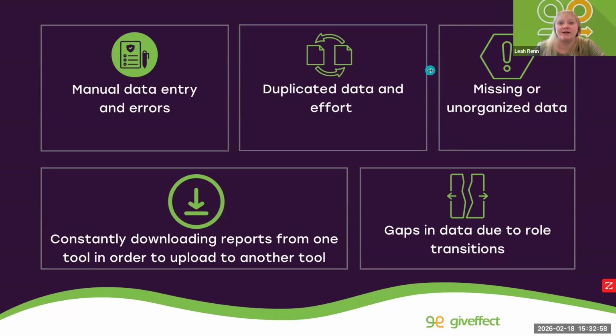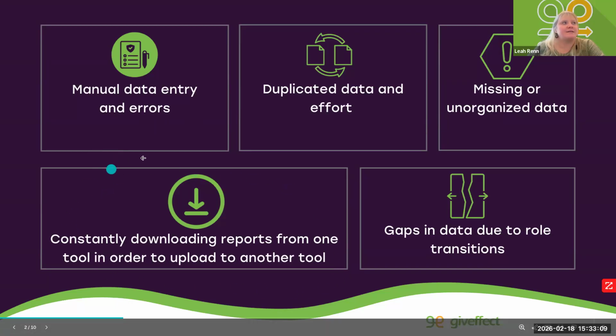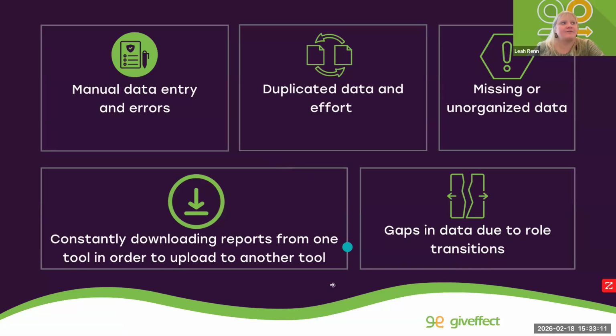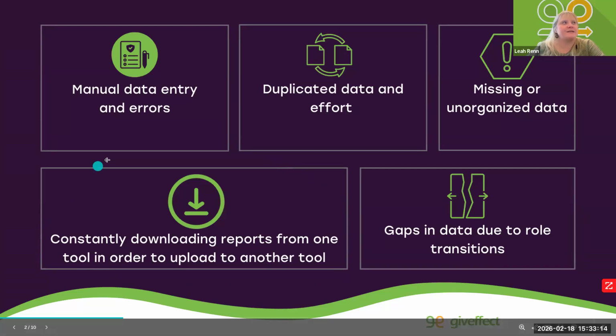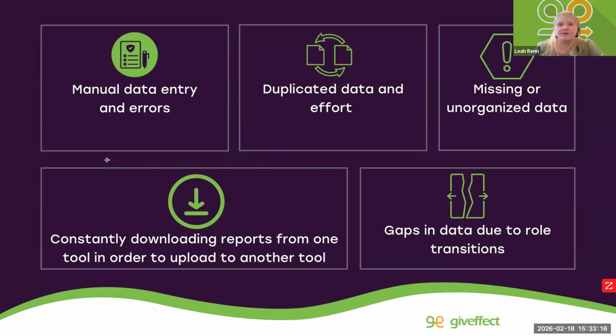It's stored somewhere. I've got to go try to find it. All that time that you have spent trying to find it, constantly downloading reports from one tool in order to upload to the other, right? This really is a big strain for your team, because if you can't see your volunteer to donor conversion rate, or you can't see your monthly donors that have opted in or that have opened up emails, it allows for just more work on your team to be able to see that whole 360 view.